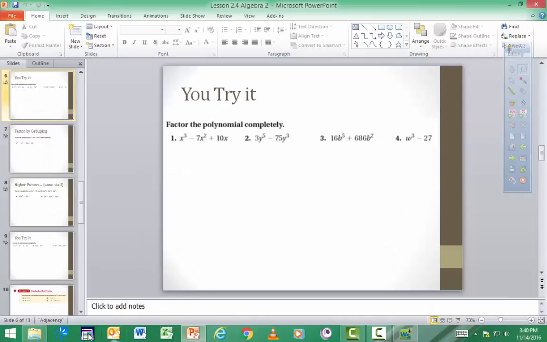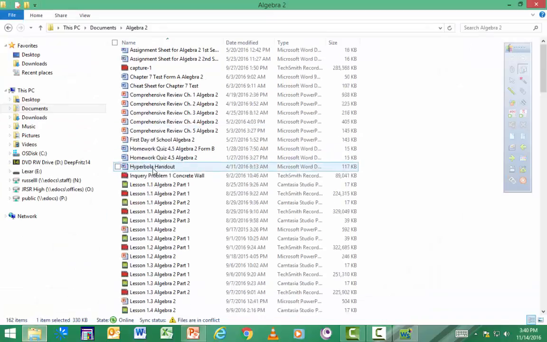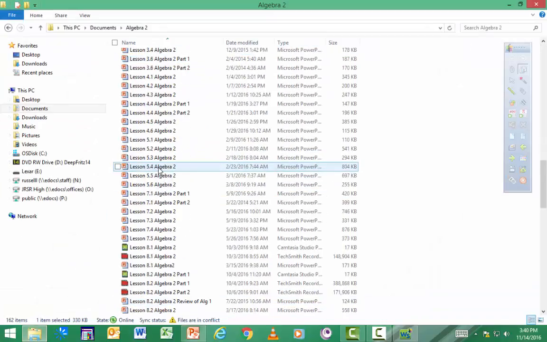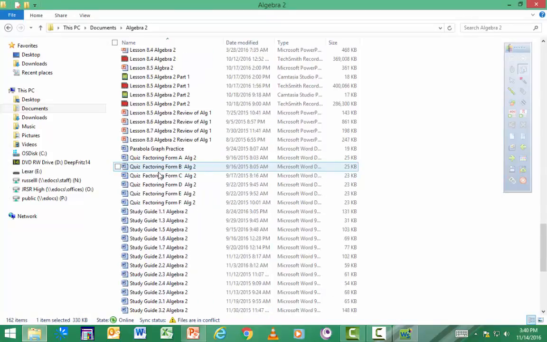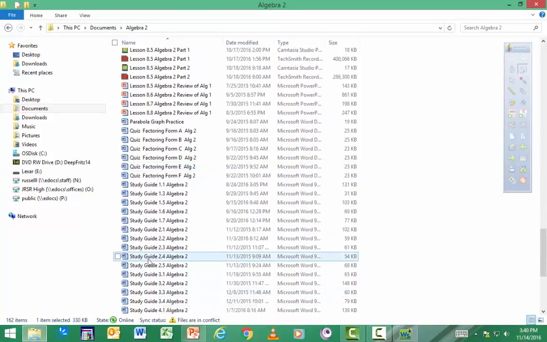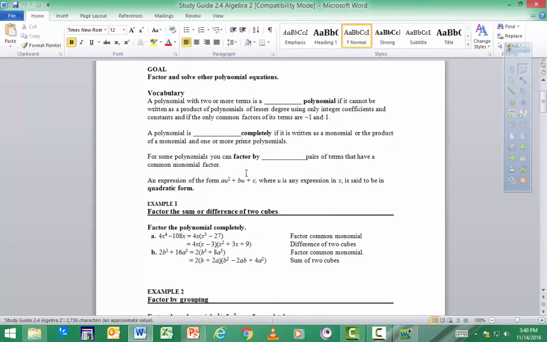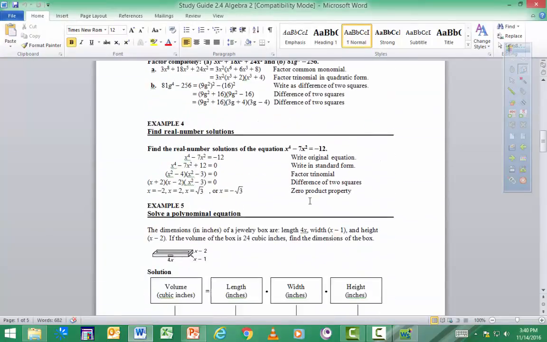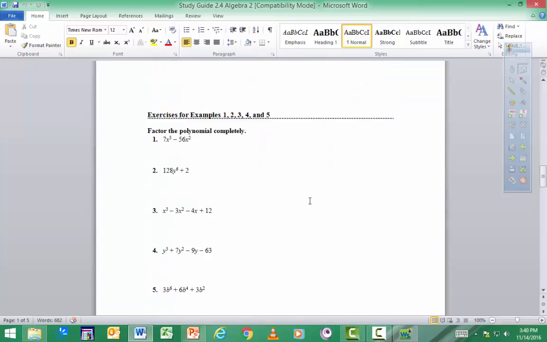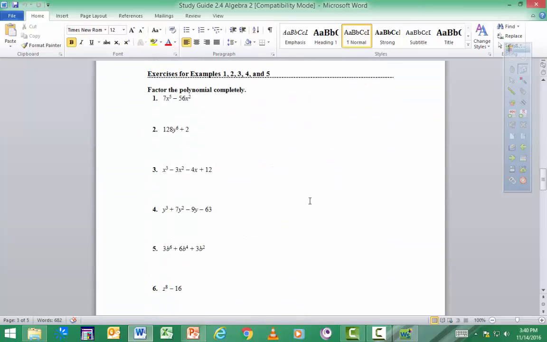And what I'd like you to do now is work on your study guide a little bit. Make sure you can do your study guide, 2.4. Okay, so you should be able to do the 3 vocabulary words here. And you should be able to do some of these study guide problems now.